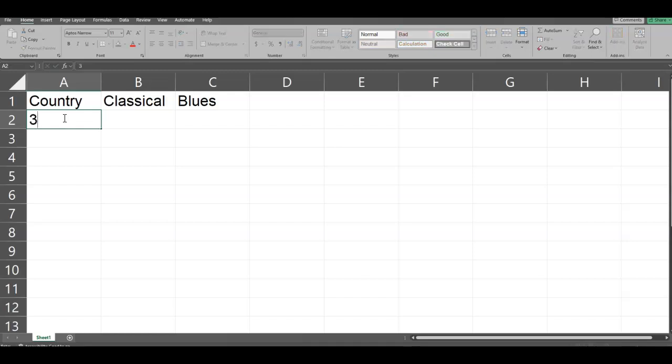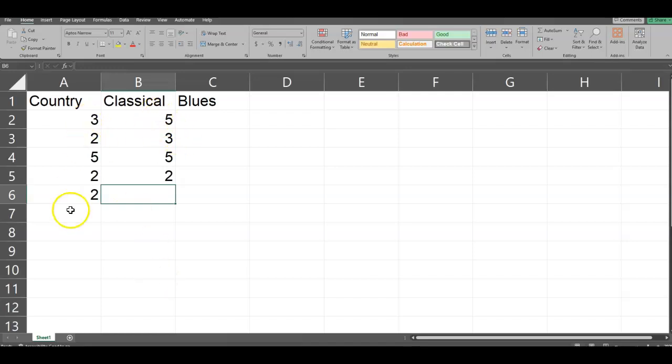So if we look at country: 3, 2, 5, 2, and 2. For classical, people could remember 5 words, 3 words, 5 words, and 2 words. So did I have as many participants? No. Okay, is that okay? Yes, because they're independent groups, you don't have to have the same sample sizes. I would try to get them as close as possible, though. It introduces doubt in people's minds when you have drastically different sample sizes. You know what I mean? And then the next one, blues, we have 9, 8, 9, 7, and 9.